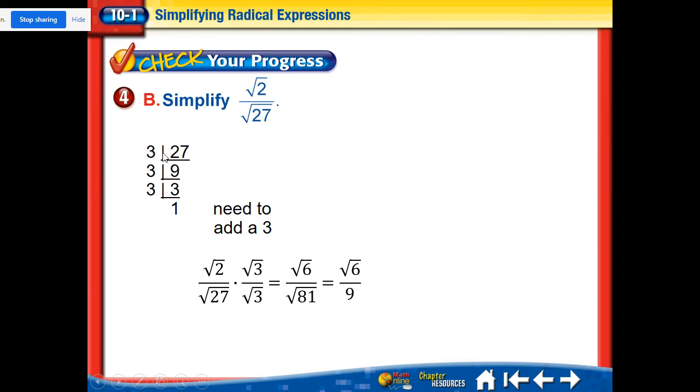Here's 27. So with 27, I'm birthday caking it. I get a bunch of 3s. So I need to add one more 3 to make this balance. I would have a 3 here and a set of 3s there. So I'm going to add one more 3. That gives me the 6 here. 27 times 3 is 81. 81 is a perfect square. That's just 9. So I have the square root of 6 over 9.